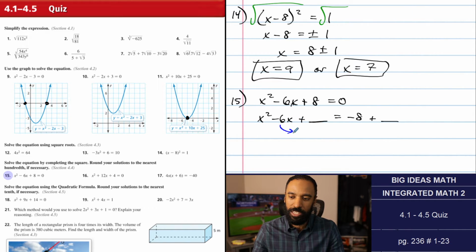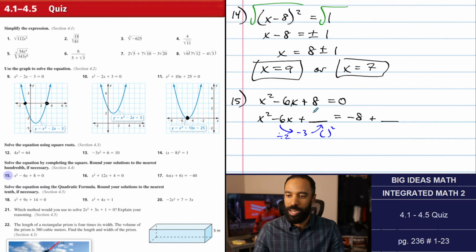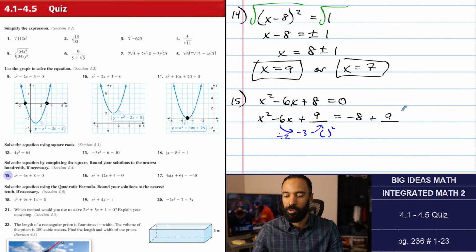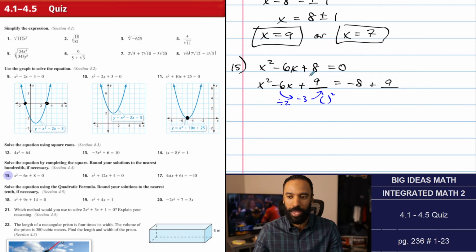We take -6 divided by 2, get that value, and take that value and square it. -6 divided by 2 is -3. -3 squared is 9. So we will add 9 to both sides of this equation for balance's sake, but what I've created now is a perfect square trinomial. In completing the square, I've created something that I can factor down.